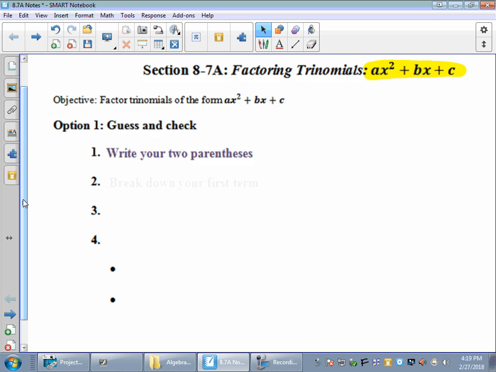Step number 2. Break down your first term. What I mean by break down your first term is think of some of the factor pairs that you could use to make that first term. Step 3, break down your last term. Also known as look at C and think of factor pairs that will multiply together to get you to C.